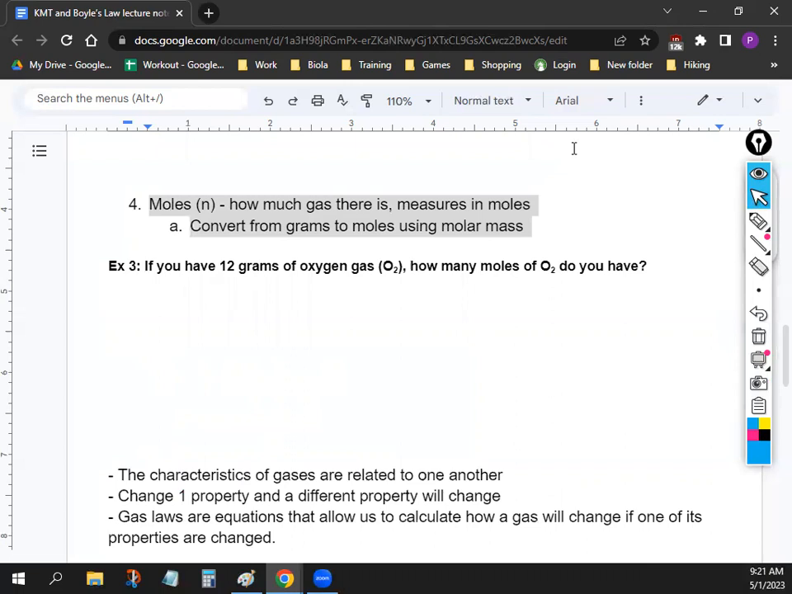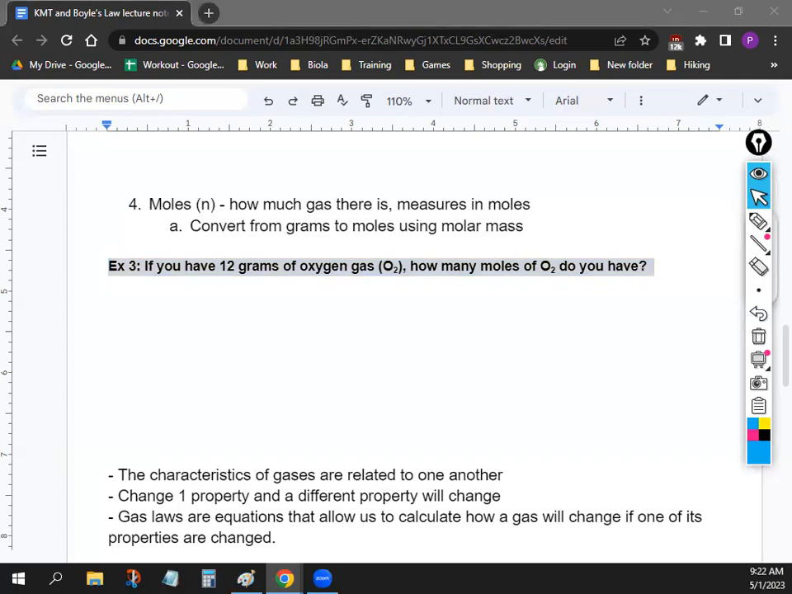Okay, I'll give you guys about 2 minutes again. I want you to finish up this problem right here. If you have 12 grams of oxygen gas, the formula is O2, how many moles of O2 do you have? This should be a very simple question. We've been doing this since like September, I think. Again, just take the 12 grams and turn it into moles using molar mass. Take about 2 minutes to try it, and then we'll go over it together.